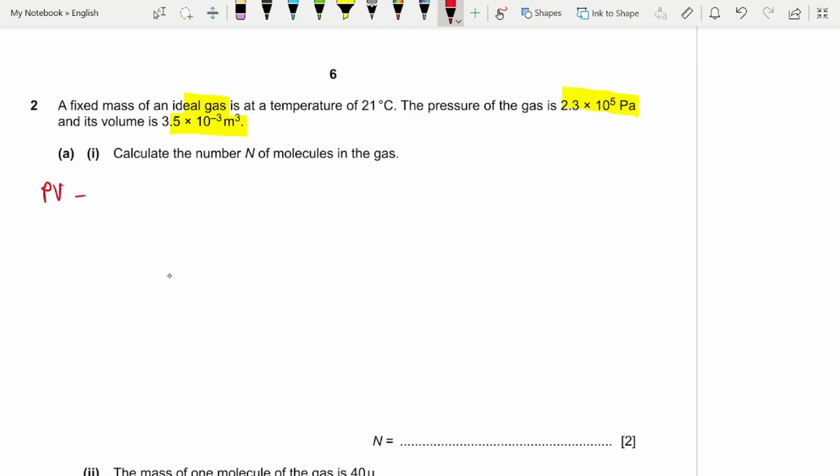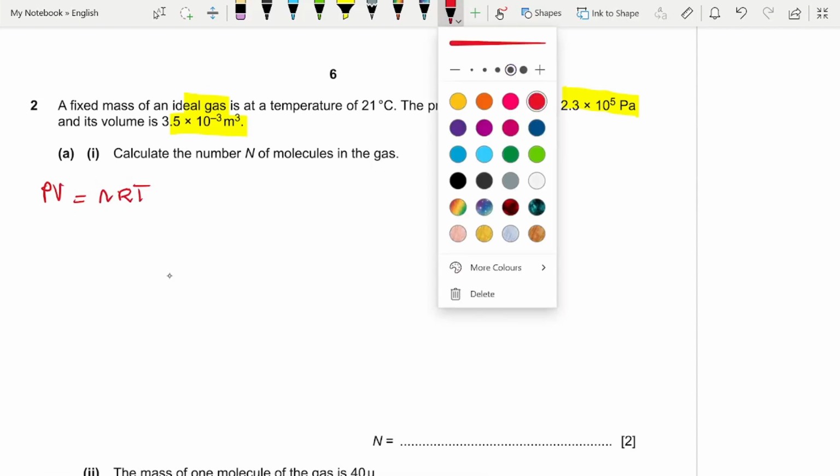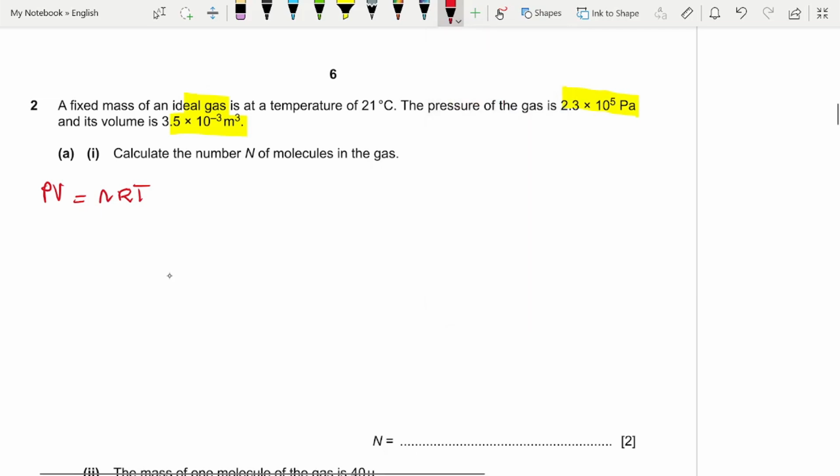So we know that PV is equal to nRT, where P is the pressure, right? And V is the volume. N is the number of moles, R is the molar gas constant, and T is going to be your temperature. And what we want to do is find the value of N, right? So N being the number of particles. So how we're going to do that is this equation is going to help us find the number of moles.